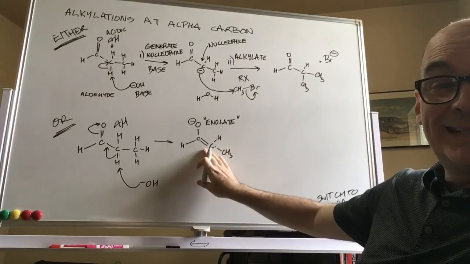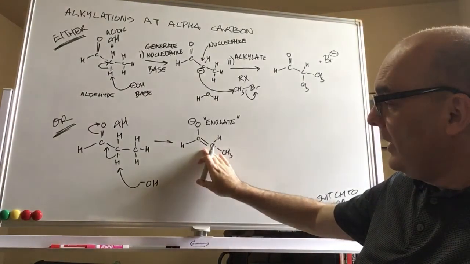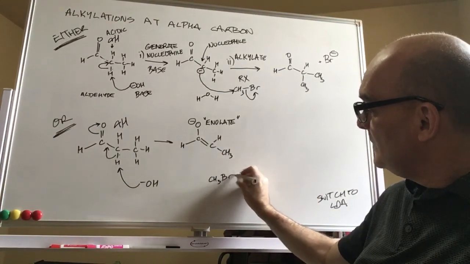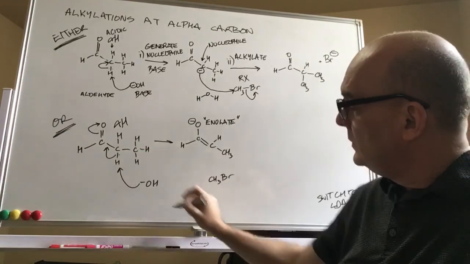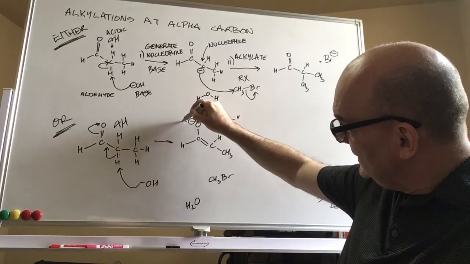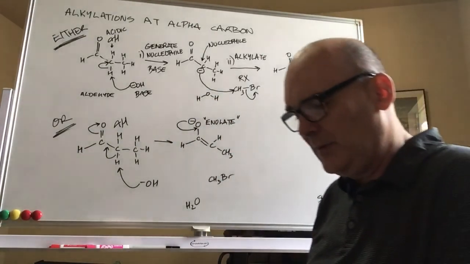Okay. This enolate gets to act as a nucleophile. So here is my bromomethane. I've still made water. There it is, floating around. Now what happens is this reforms. I'm going to write it a little bit better than that.